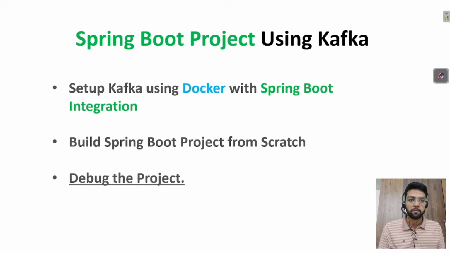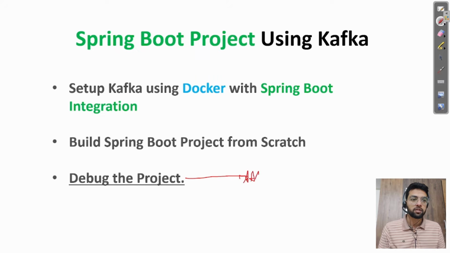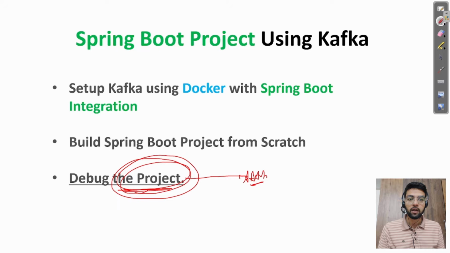The third and most important thing is to debug the project, so that you get to know the flow of control, where my control is going. When I start my application, when I send the message to the Kafka, when my producer service hits, when my consumer service hits, everything. So most important, debug the project.